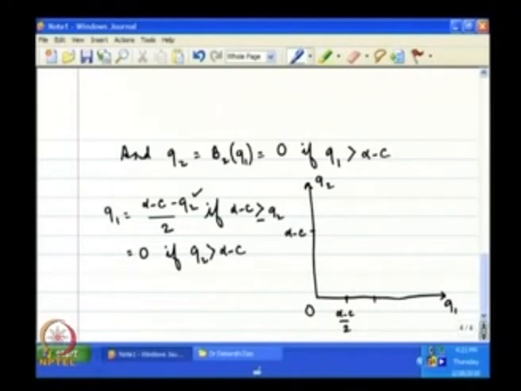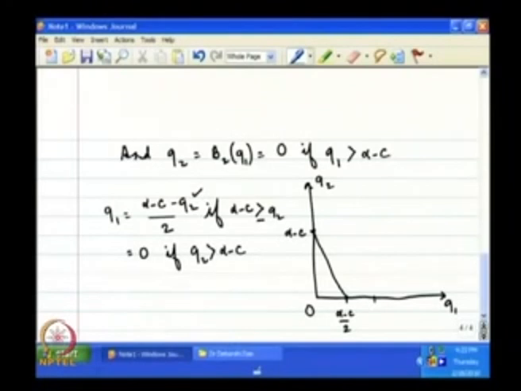If Q2 is equal to 0, Q1 is equal to alpha minus C divided by 2. If Q1 is equal to 0, then Q2 is equal to alpha minus C, which means this point on the Q2 axis and this point on the Q1 axis are two points on the best response function. So I can join them. So this is B1. This part is for Q2 less than or equal to alpha minus C.